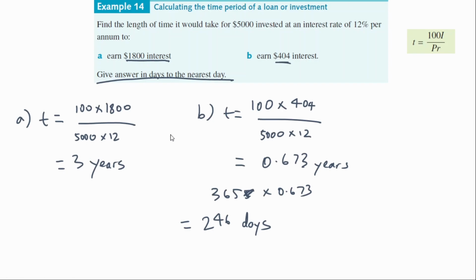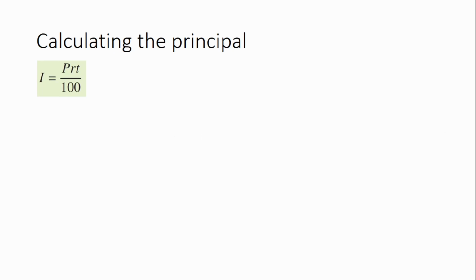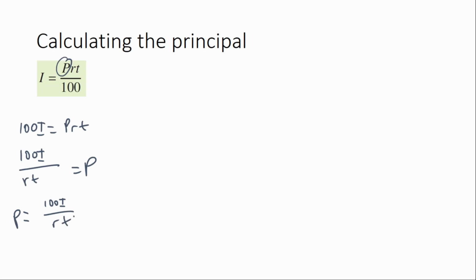Alright, and our last one is calculating the principal. So this time we're after P here, so you just need to rearrange the formula so we get P by itself. So you're going to have, once again, 100I on the left equals PRT, divide both sides by RT, and that gives you 100I over RT equals P. And once again, just rewrite it so you have P on the left there, just like that. And again, there's just a nicer version for you to look at. Just make sure you write that down in your books.